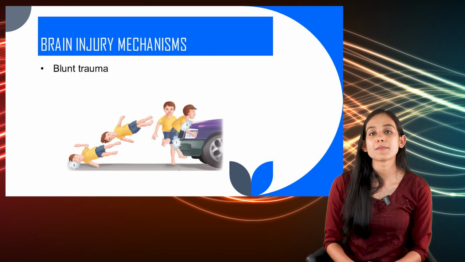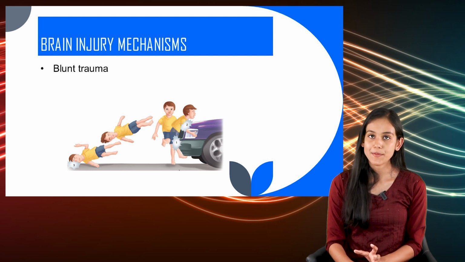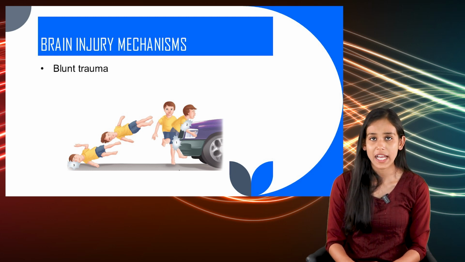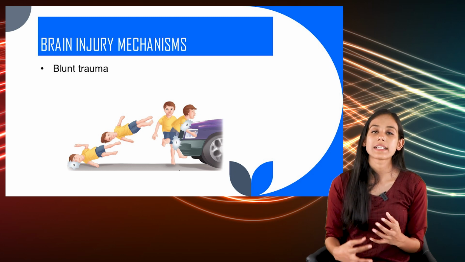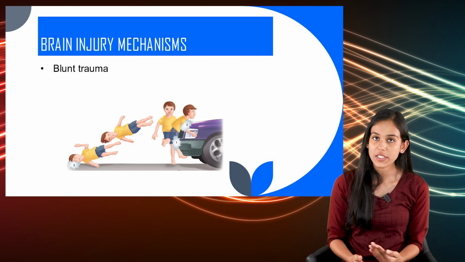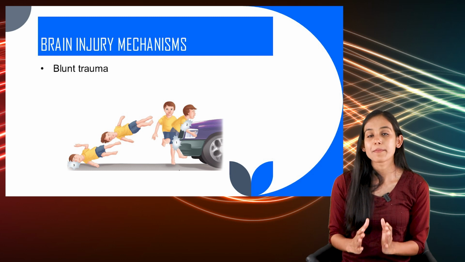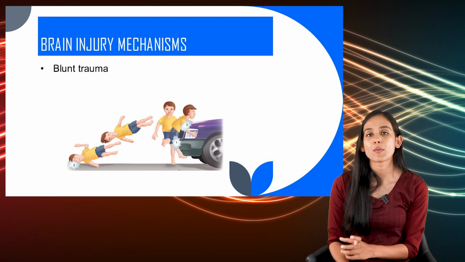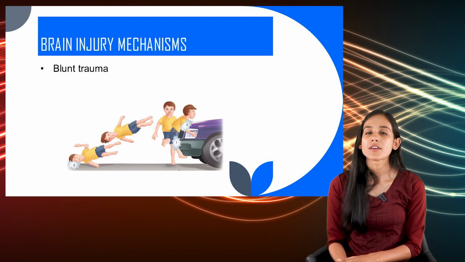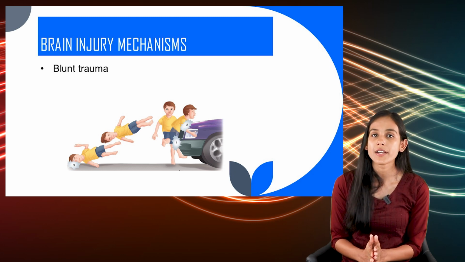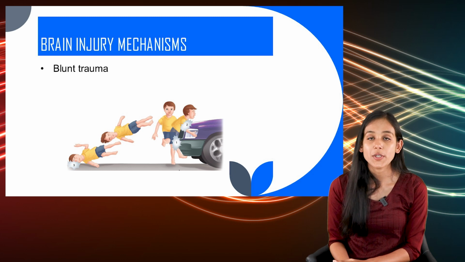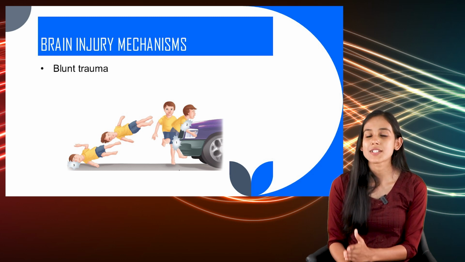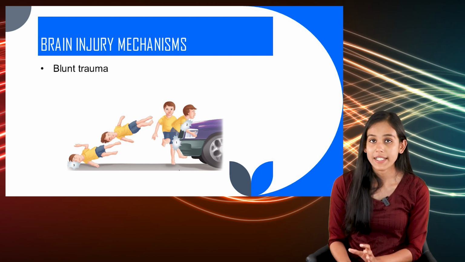Next we would talk about the brain injury mechanisms. There are several mechanisms through which a brain can get injured, or there might be trauma to the head. The first is blunt trauma. From the name, blunt trauma means that the head gets injured by a blunt object. So there is no sharp ending.